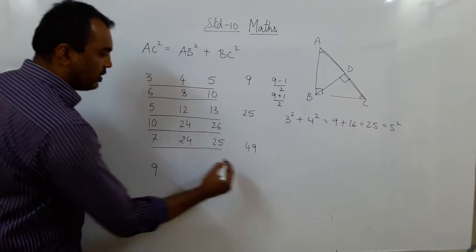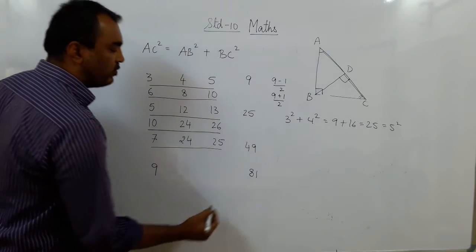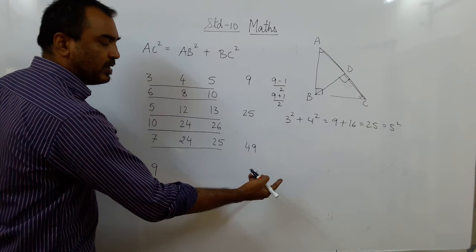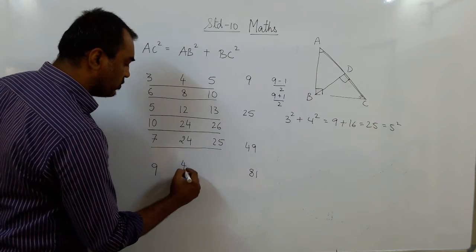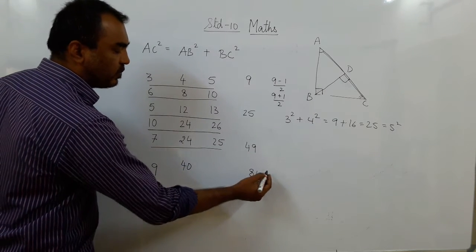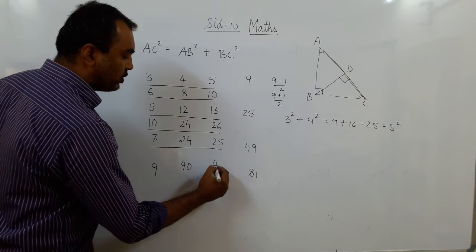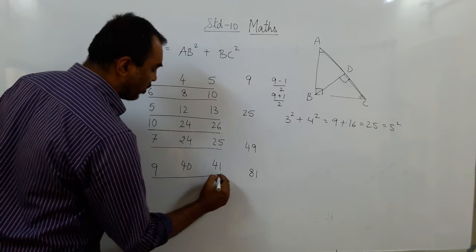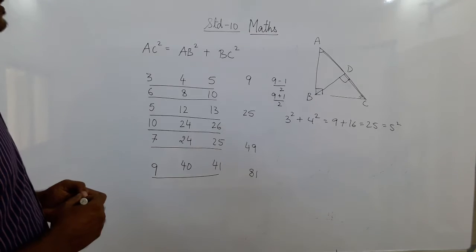In the same way, 9 square is 81. 81 minus 1 is 80, divided by 2 is 40. 81 plus 1 is 82, divided by 2 is 41. So 9, 40 and 41 is also a Pythagorean triplet.